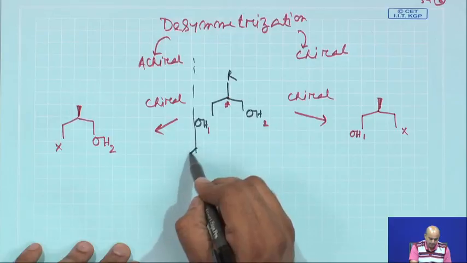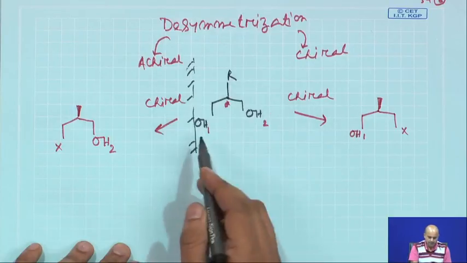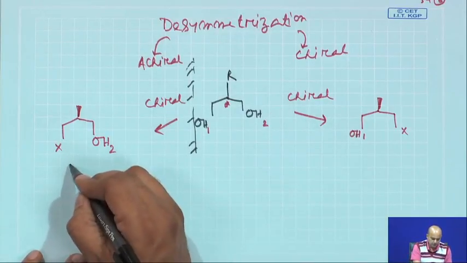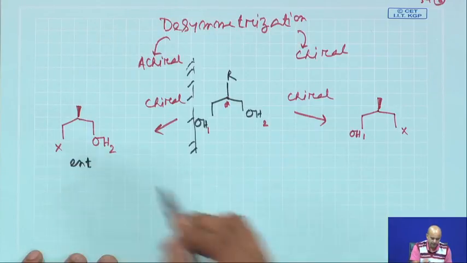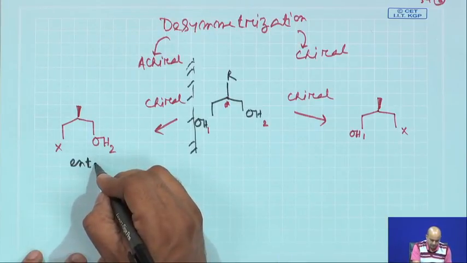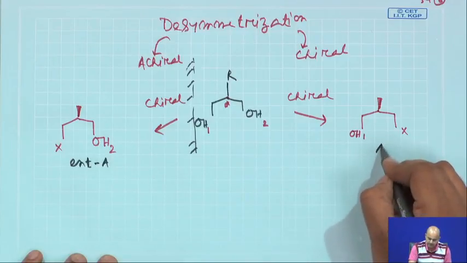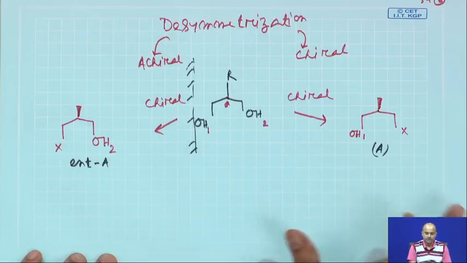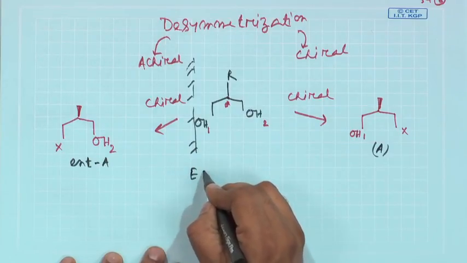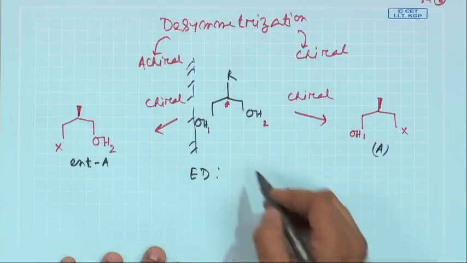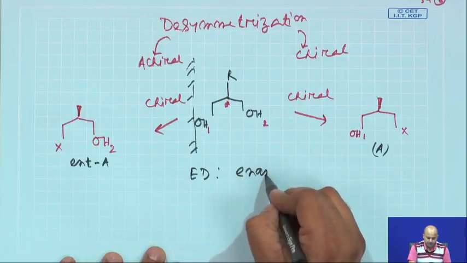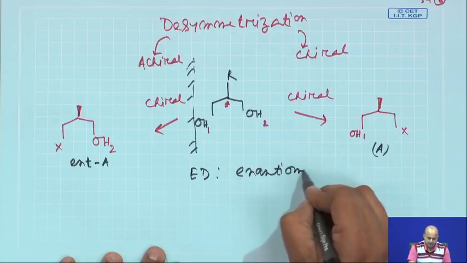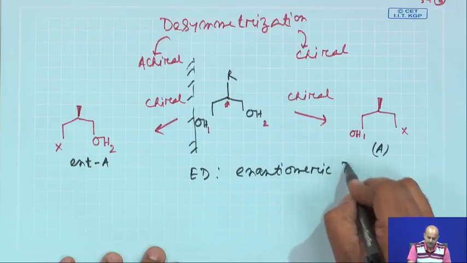You can simply have a mirror plane, and these two are basically enantiomers. If it is ent-A, this will be simple A, meaning enantiomer. A and ent-A are enantiomeric. So, basically this kind of reaction we call chiral desymmetrization. Now, as this desymmetrization gives you an enantiomeric compound, we call this enantiomeric desymmetrization.